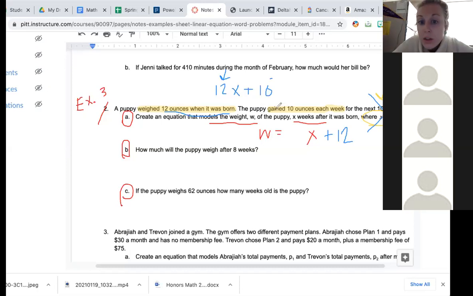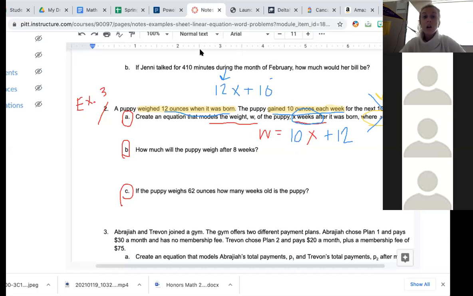Read this next part. The puppy gains 10 ounces each week. And if you look down here, we said X was the weeks. So this should say 10X. Don't y'all get tripped up on that on your homework tonight. Does anybody have questions on that part? No. Okay, can I throw in a curveball really quick? What if it said the puppy lost 10 ounces each week? It'd be a negative 10, right? Mm-hmm. Okay, good. I'm just making sure y'all are on the same page with me.